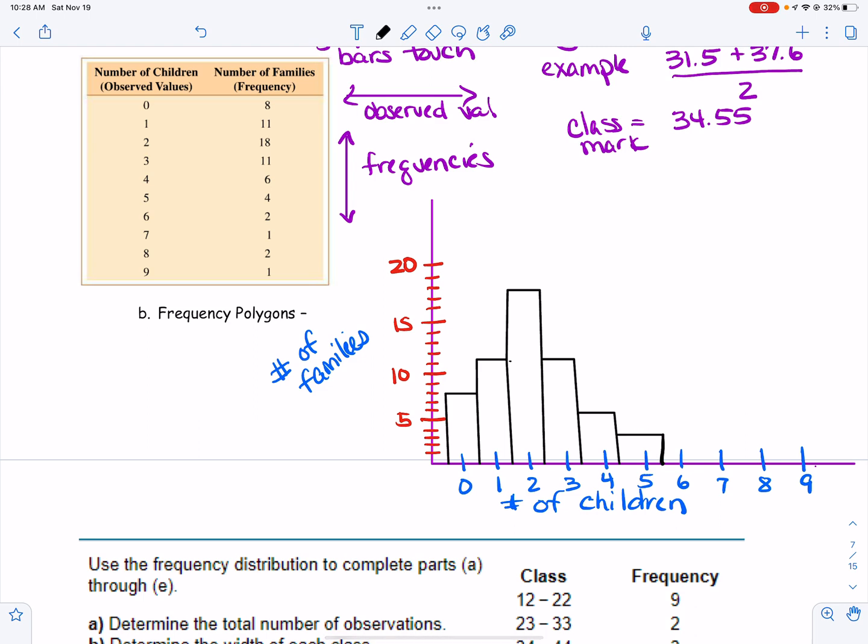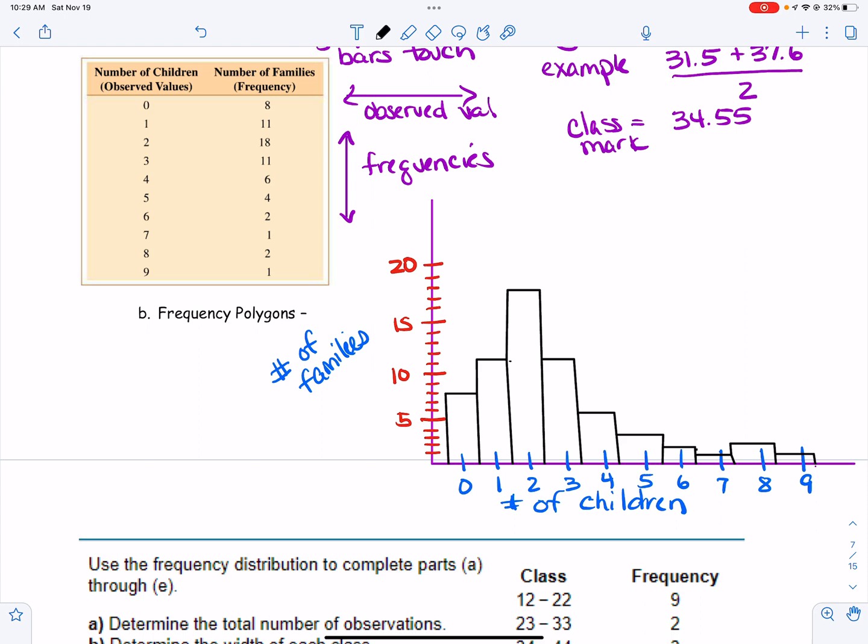And so my bars are getting a little bit smaller. And then we had 2 that had 6. We had 1 that had 7. We had 2 that had 8. And then we had 1 that had 9. All right, so roughly we have that bar graph.